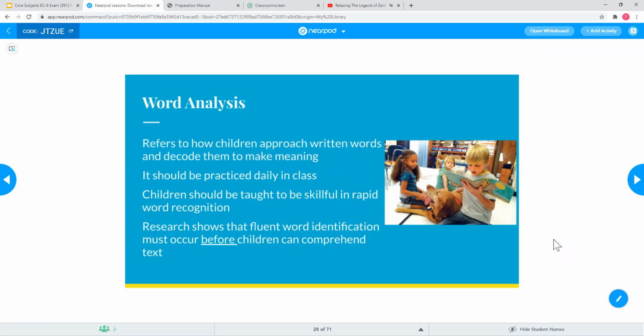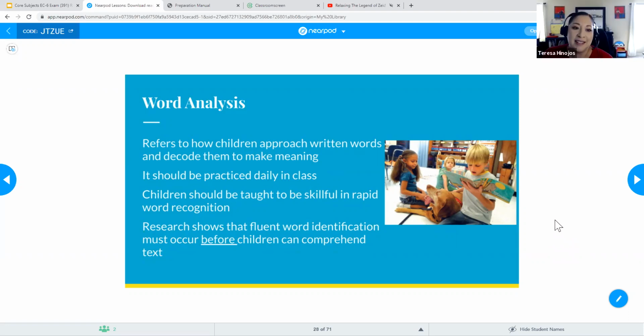All right. Okay. So the next thing we have here is word analysis. And so word analysis is going to refer to how children approach written words and decode them to make meaning.